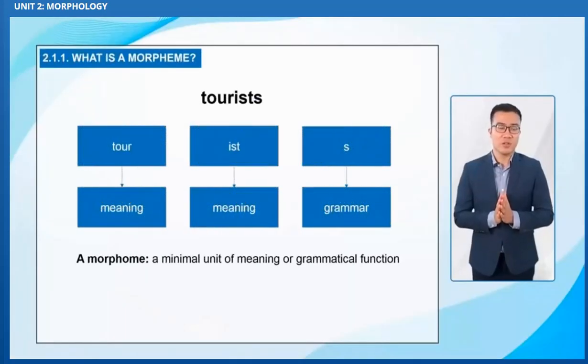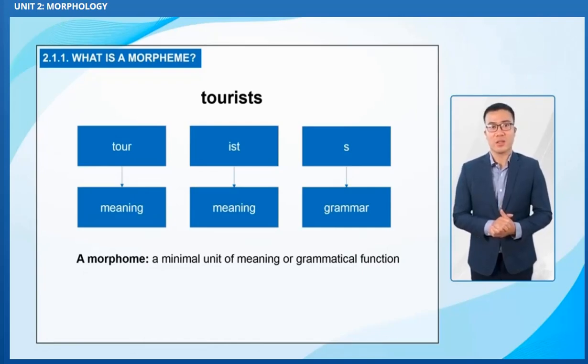Shall we look at this word, tourists? If we break it down, it is made up of 3 constituents, tour, ist, and s, with the first 2, tour and ist, showing meaning and the last showing grammar. We call each constituent a morpheme. So, a morpheme is defined as a minimal unit of meaning or grammatical function.